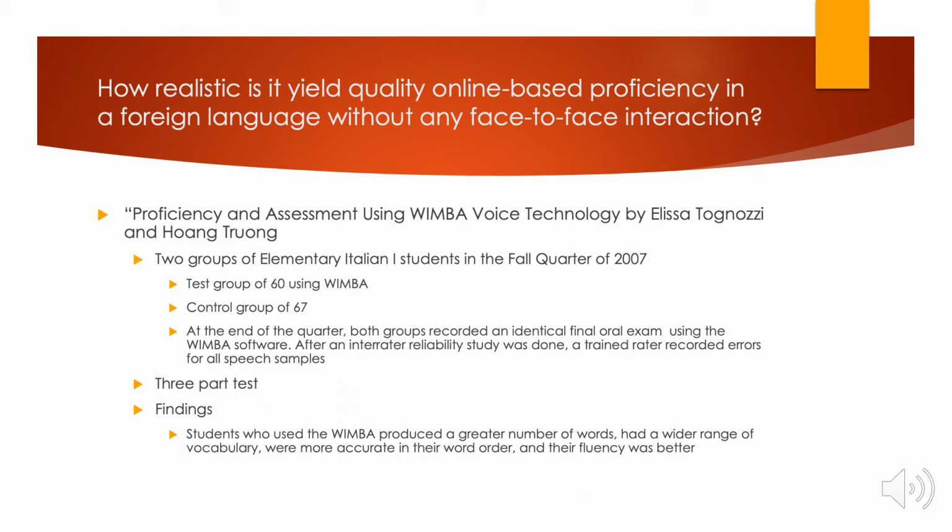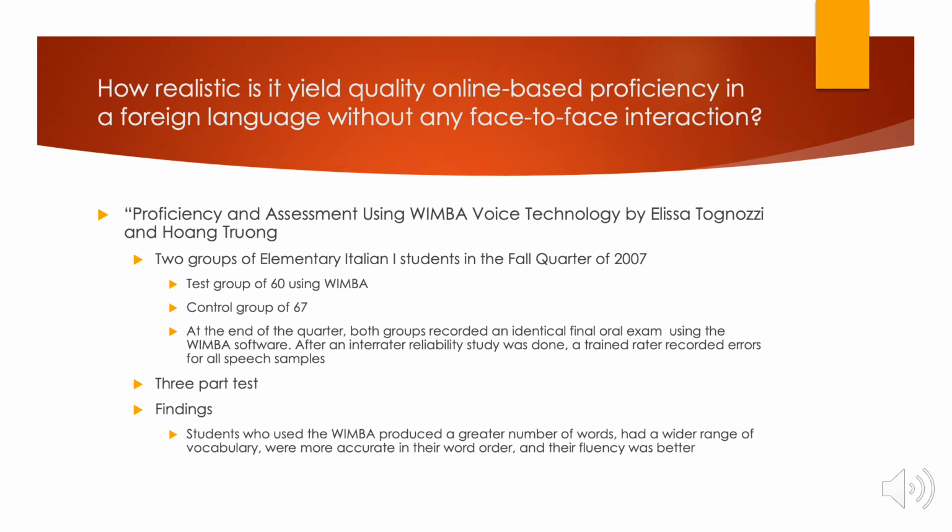At the end of the quarter, both groups recorded an identical final oral exam using the Wimba software. After an inter-rater reliability study was done, a trained rater recorded errors for all speech samples. The final exam was composed of 3 parts. The first assessed the interpersonal mode, as the task required students to answer 4 thematically linked questions on a topic that would have been covered in class, and a 5th question that was to be formulated by the student using the formal voice.